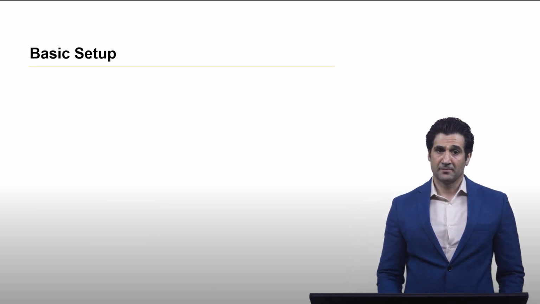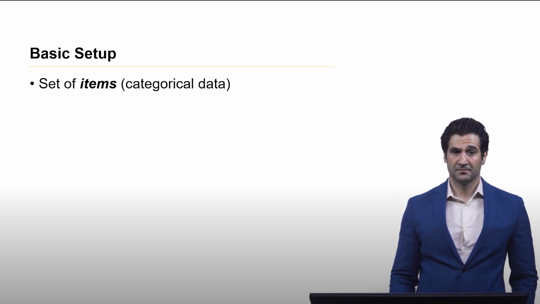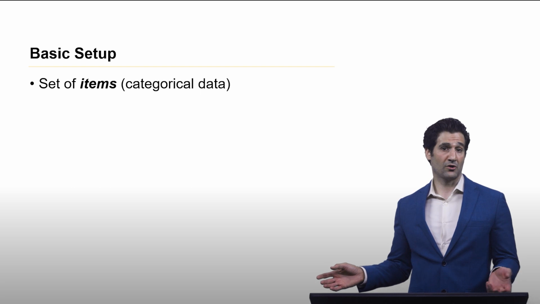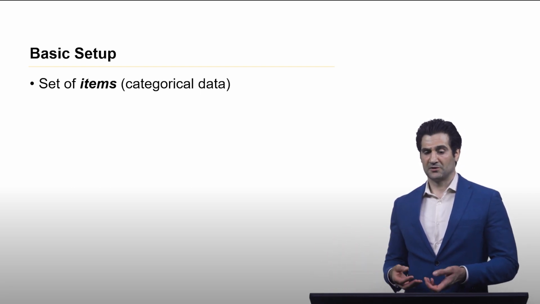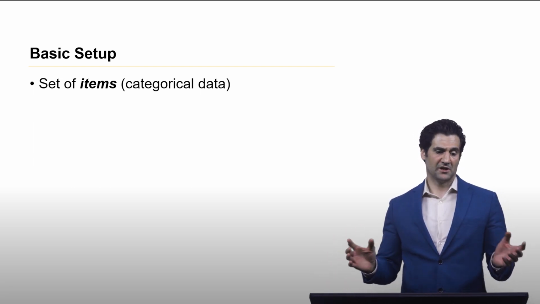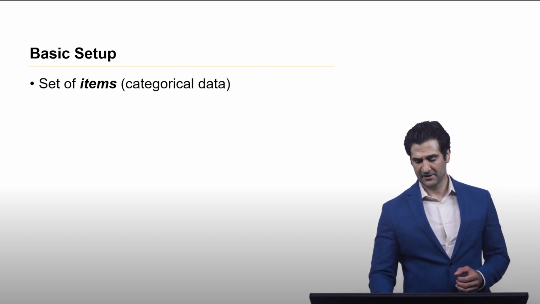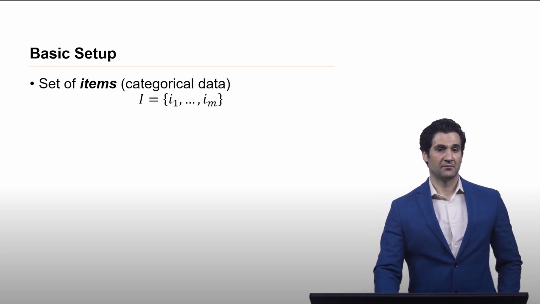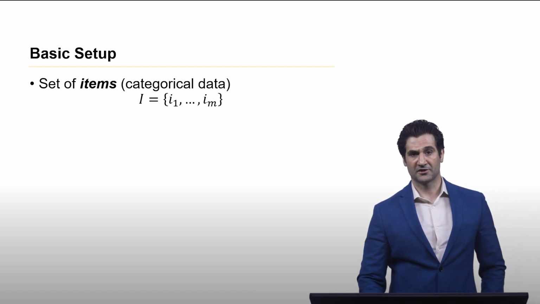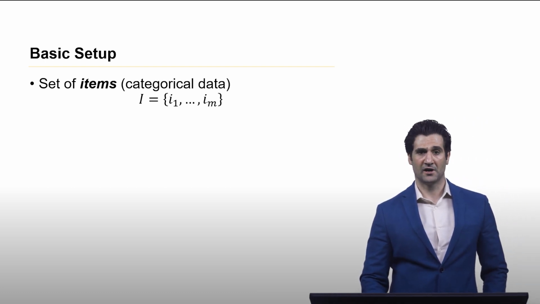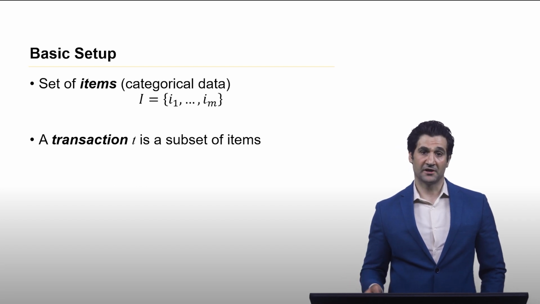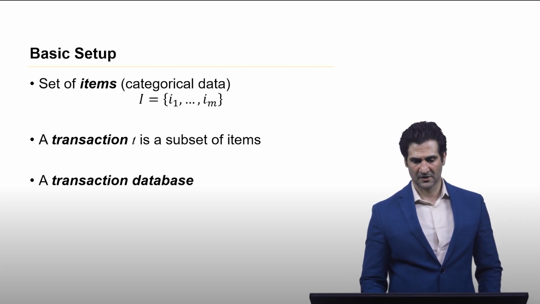So here are some of the basic technical preliminaries. First, we assume a set of items. So this is categorical data. And this can be stored in a table or something like that. And we'll denote that as I, uppercase I for the set, and we'll say there are M items. A transaction T is simply a subset of the items.